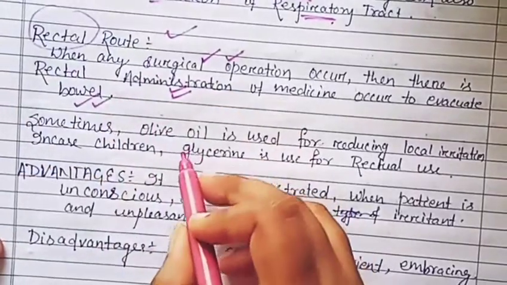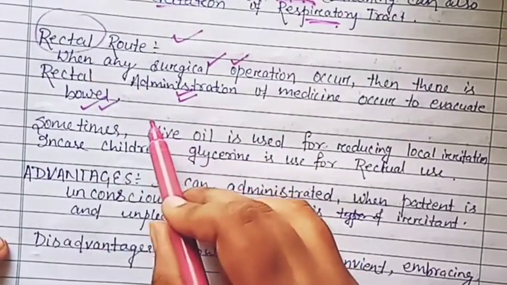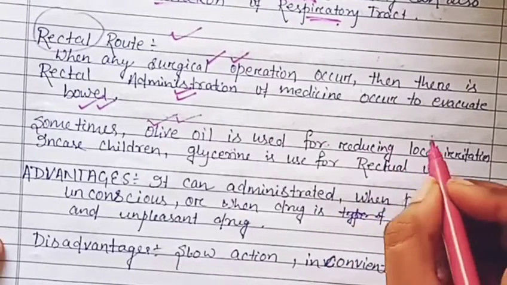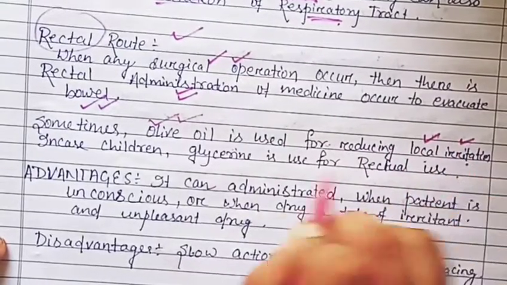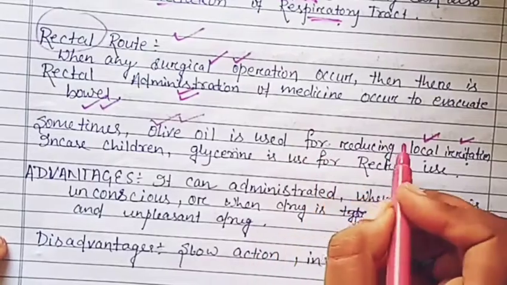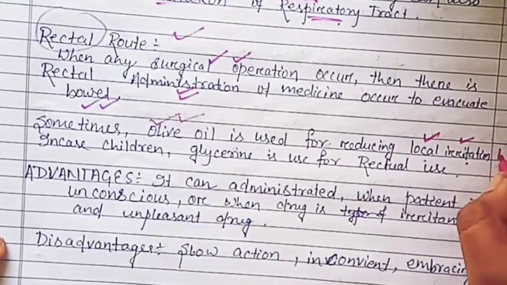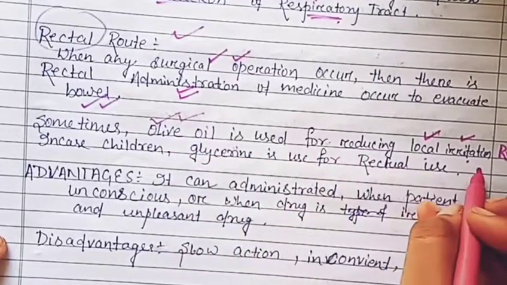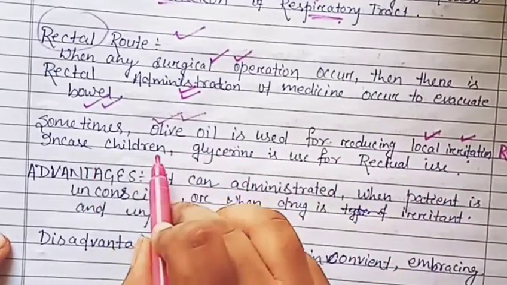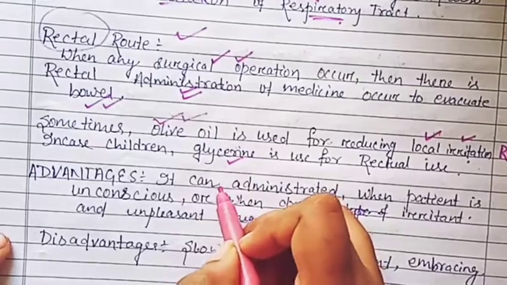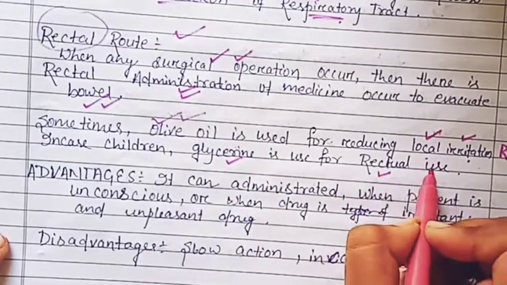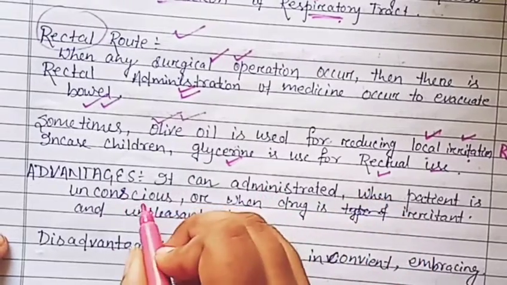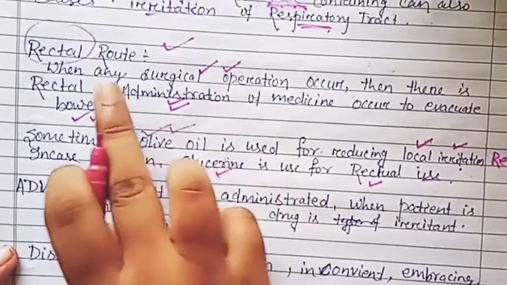Sometimes we also use olive oil, when any type of local irritation appears on the rectal side, for reducing that rectal irritation. In the case of children, we also use glycerin for rectal use, but it has a disadvantage.